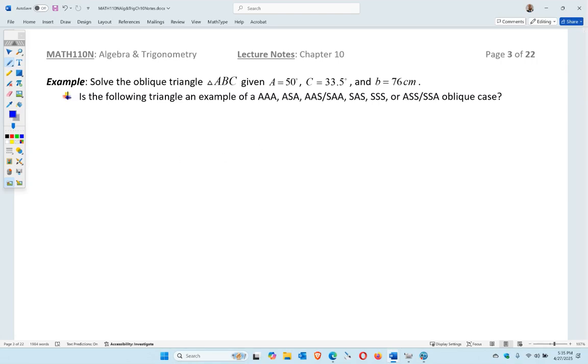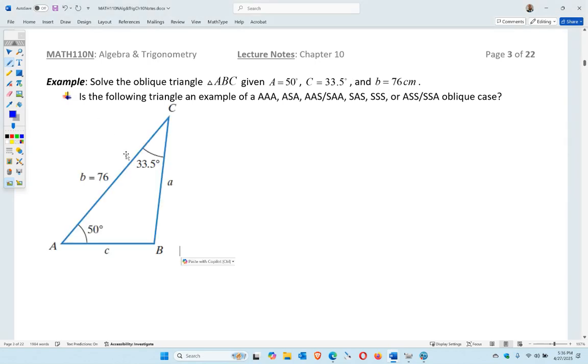Alright, this is Chapter 10, Section 1, Part 2. Okay, now we have an angle and two sides, so we draw a triangle. It's not a right triangle. Okay, label the two sides we don't have and leave the missing angle blank.